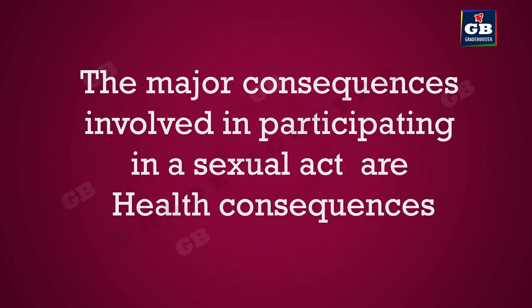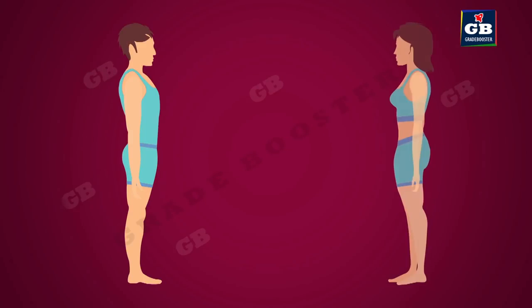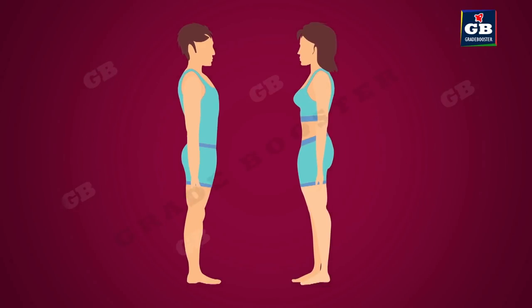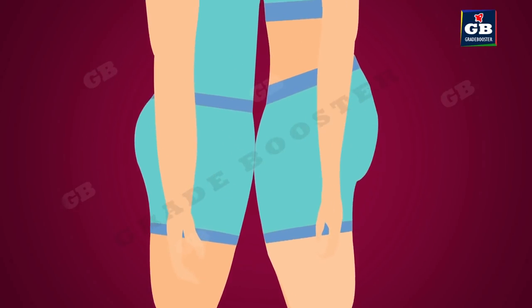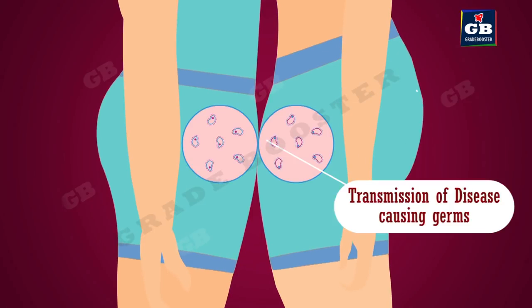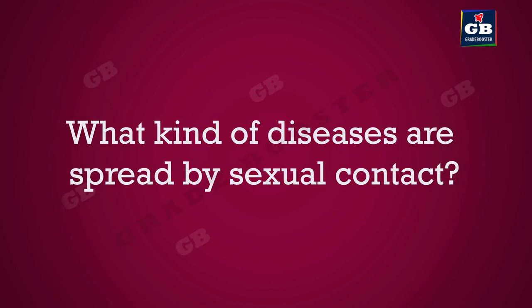The major consequences involved in participating in a sexual act are health consequences. Do you know, during sexual intercourse, there is a very intimate contact between the male and female bodies. There may be a chance of transfer of germs and infections between the partners. It may cause diseases. What kind of diseases are spread by sexual contact?